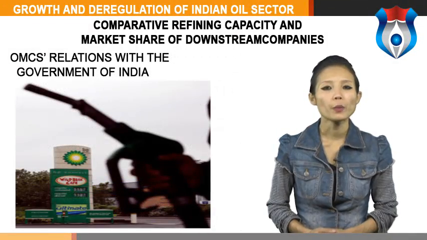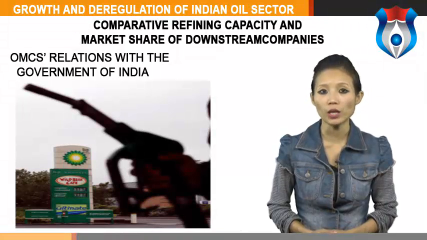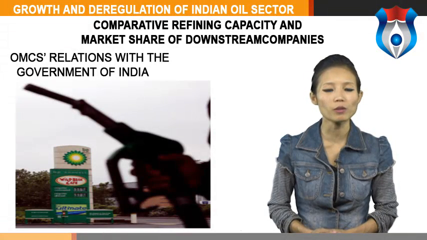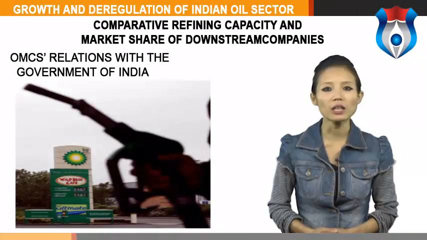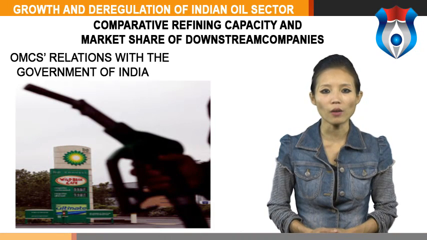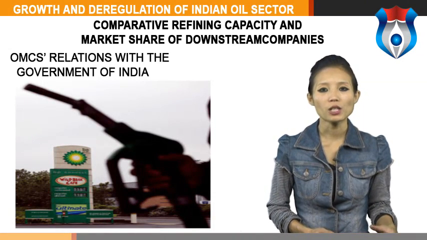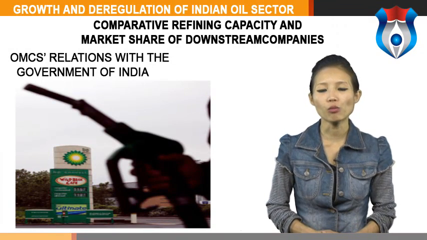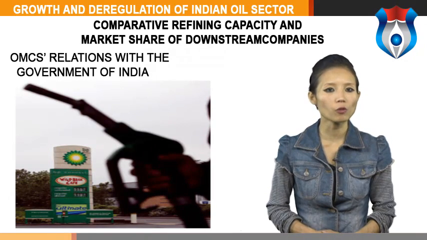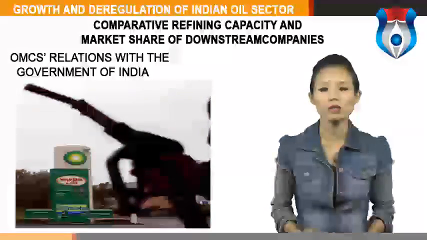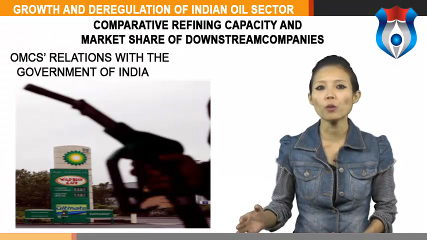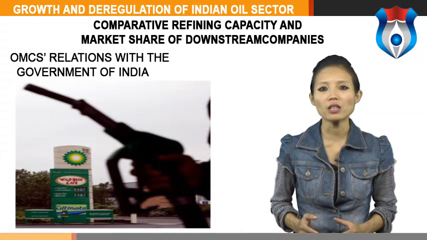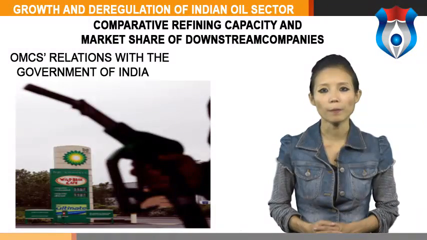OMCs' relations with the Government of India, as well as being the dominant entities in India's downstream sector. OMCs are the key link between the petroleum industry and current government downstream policy, especially pricing policy. By supplying petroleum products at a set price, OMCs are the tools of the Government of India's liquid fuels access policy. As a result, OMCs have borne the full burden of the Government of India's control of product prices.